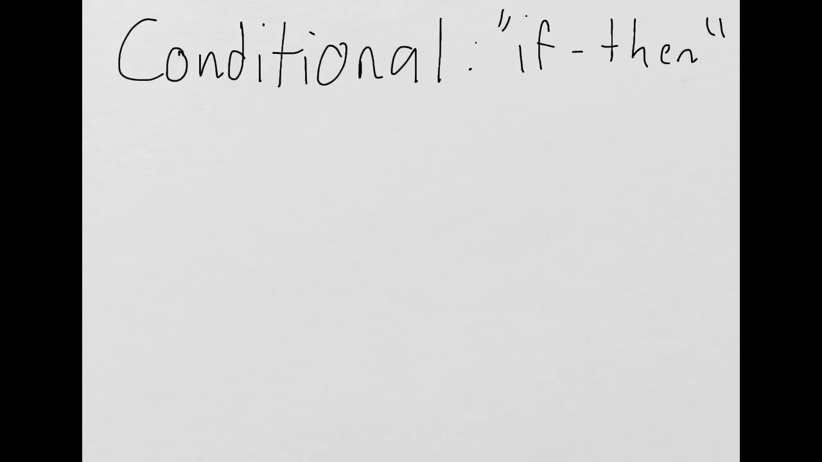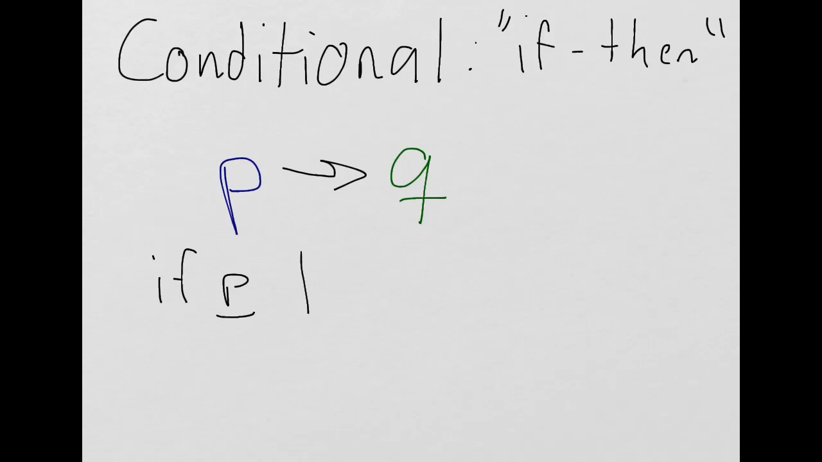You might remember that I told you that mathematicians are kind of lazy, so we always like to come up with shorthand for things. The way that we write a conditional in mathematical shorthand is P, arrow, Q. P will represent a statement, Q will represent a statement, and this arrow here is the "then." So the way that we would read this out loud would be, if P, then Q.